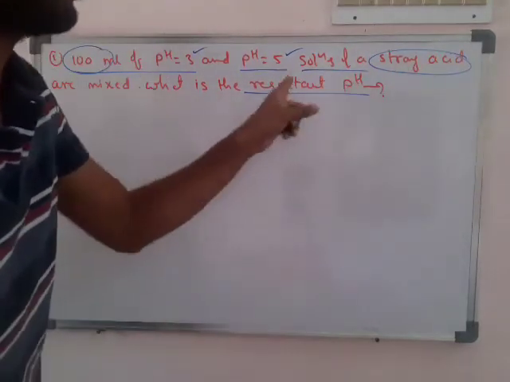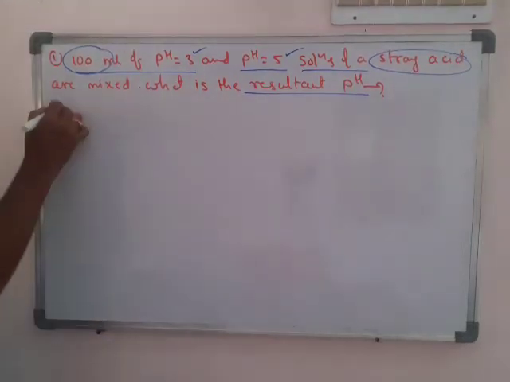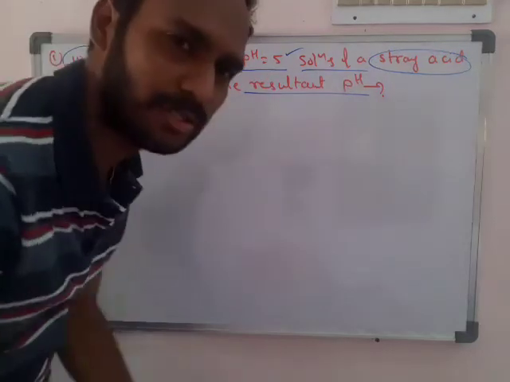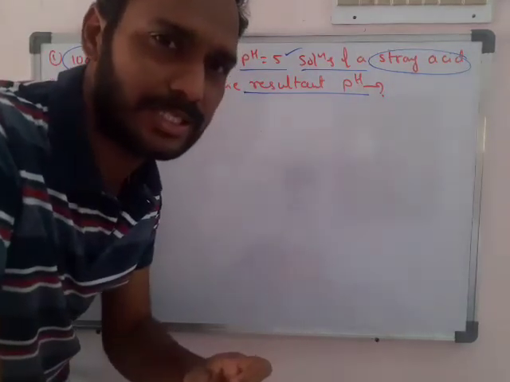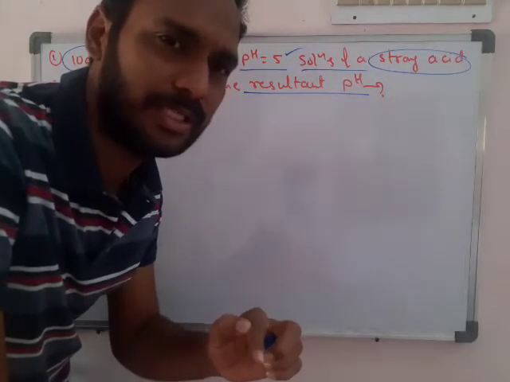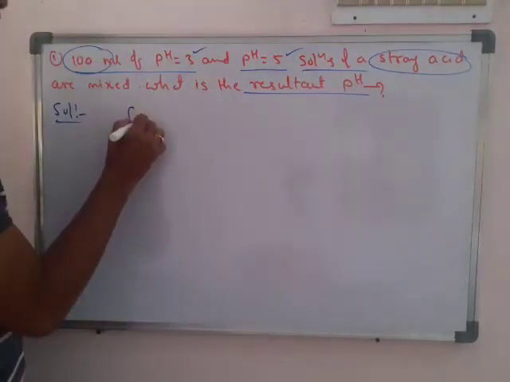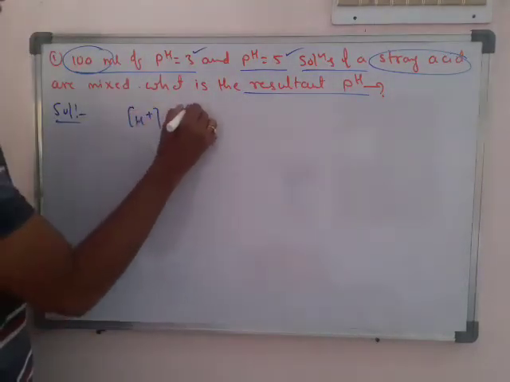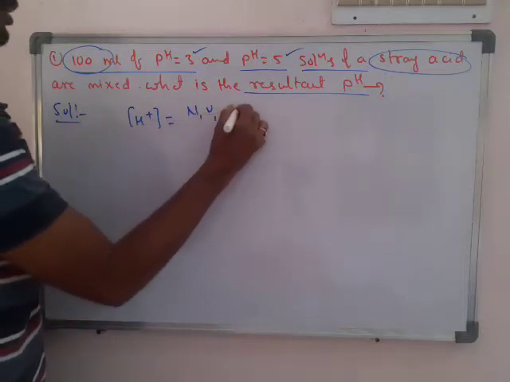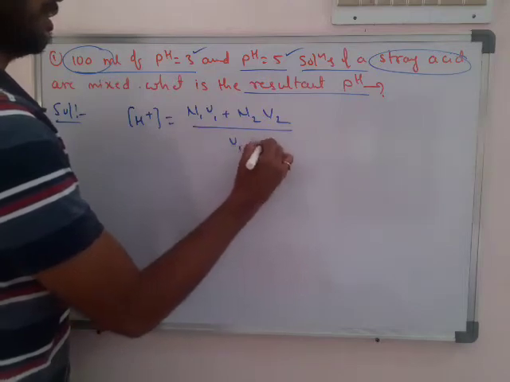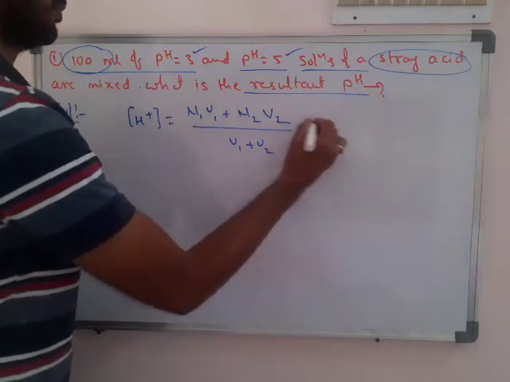So here both are acids. When both acids are mixed, the final solution will be acidic in nature. So the final concentration will be the concentration of H plus. We know that both are acids, so H plus equals N1 V1 plus N2 V2 by V1 plus V2.